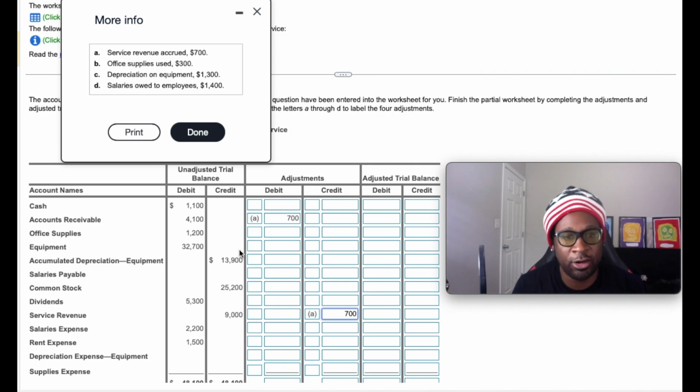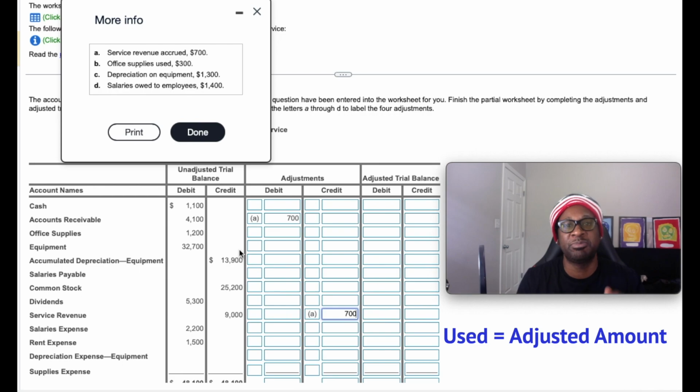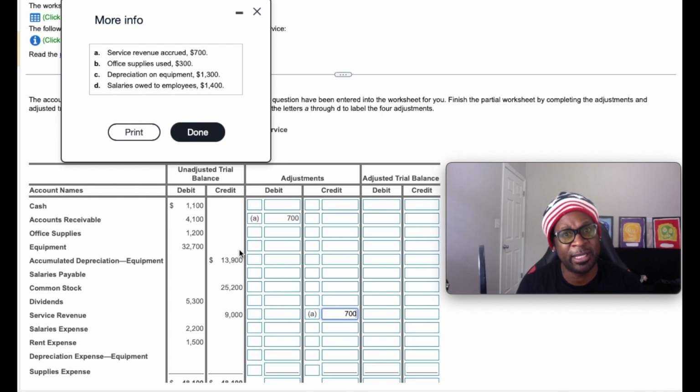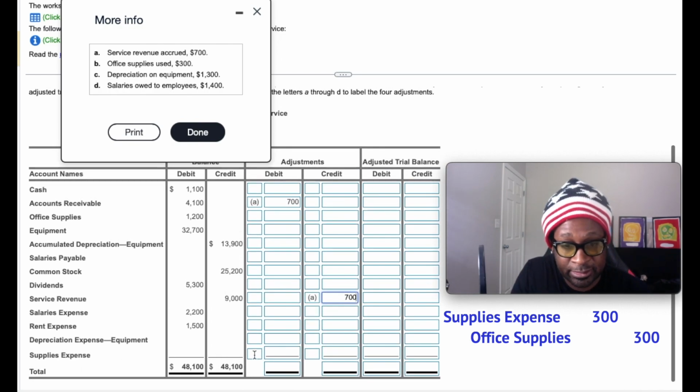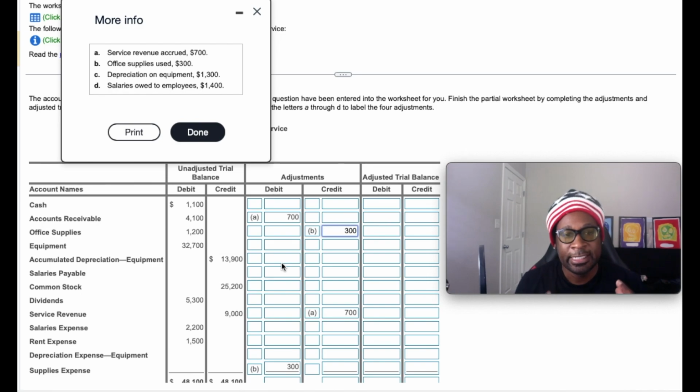Next, it tells us that office supplies used of $300. Keyword in here, gang: used. So this word used reflects the amount that we have to adjust by. Why? Because we know we adjust based on what has been used when we're dealing with office supplies. So here's the deal, gang. Anytime we adjust office supplies, we treat them like a prepaid, which means we're going to debit the expense and credit the asset. Since we're dealing with supplies, obviously we know what expense that is: supplies expense.